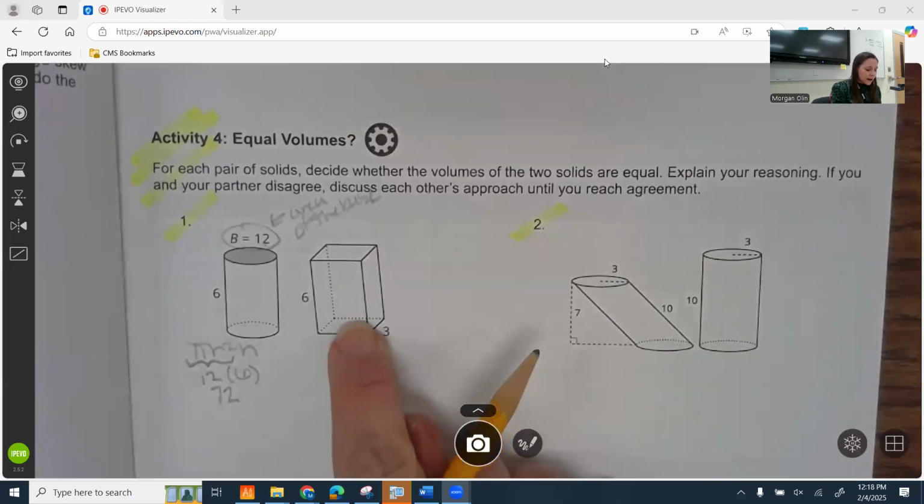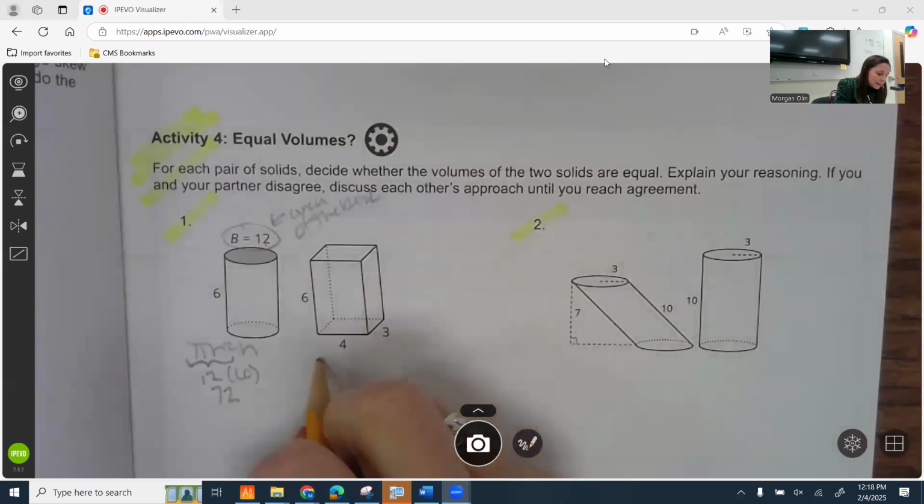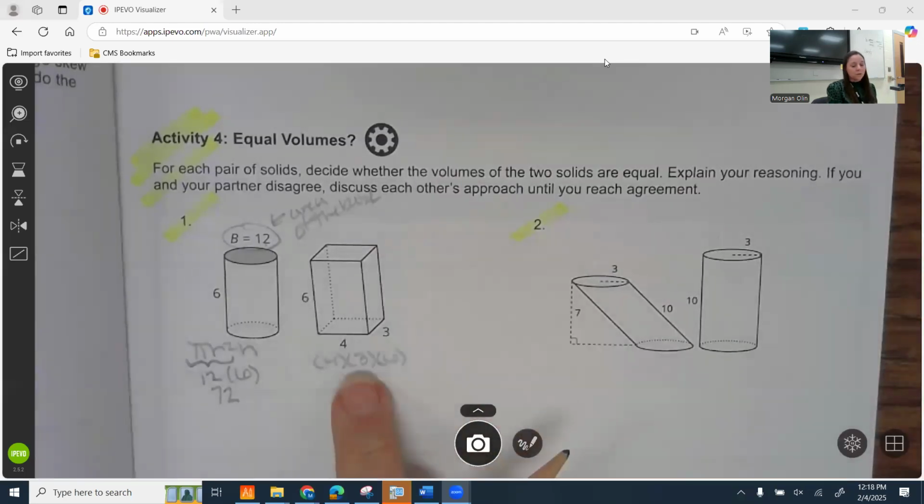Now let's look at this one. How do you find the volume of a box? Length times width times height. And if you throw this in, 4 times 3 is 12. 12 times 6 is 72. These have the same volume right here.